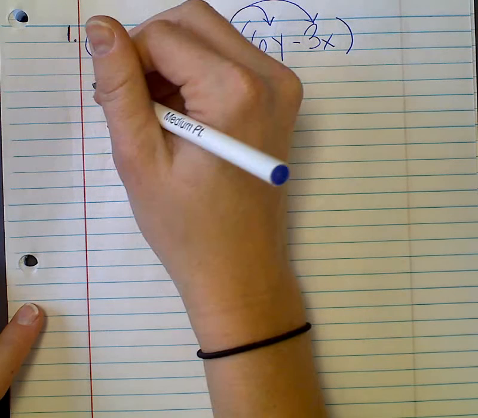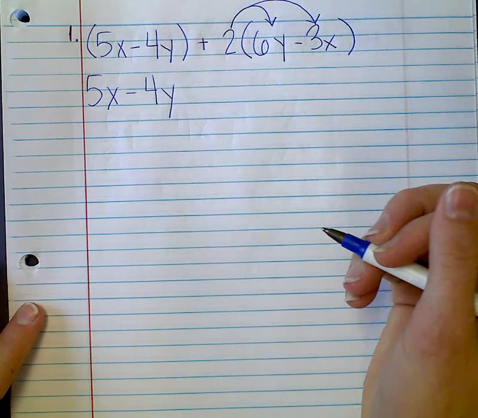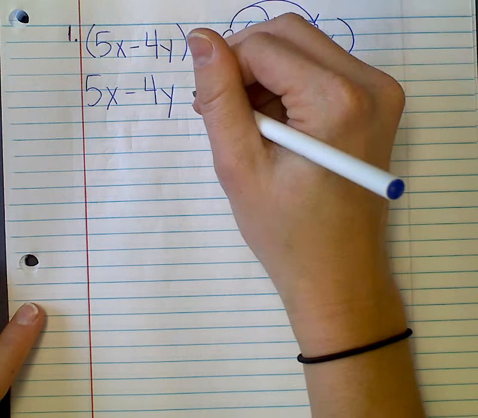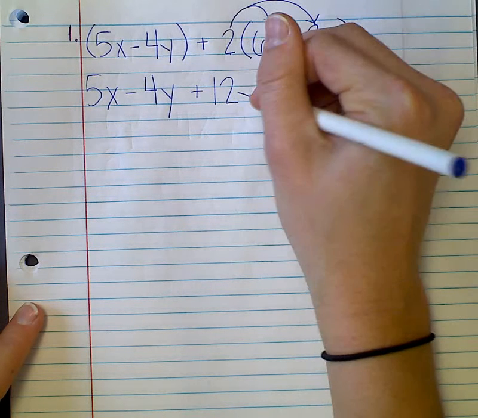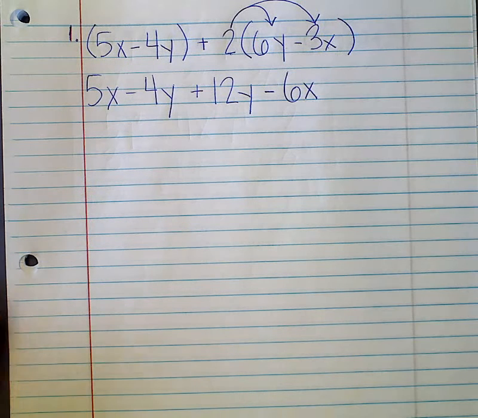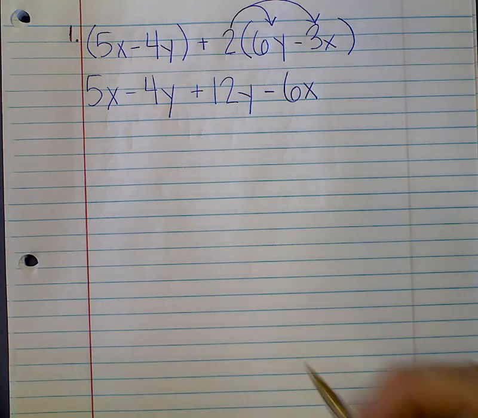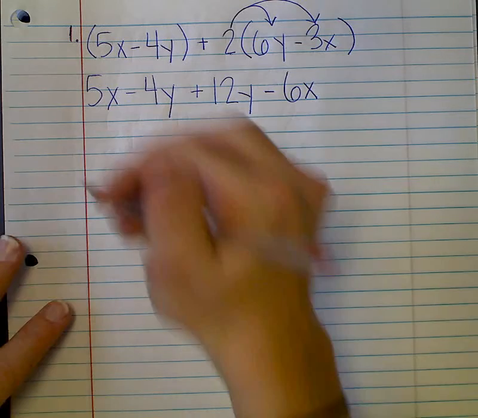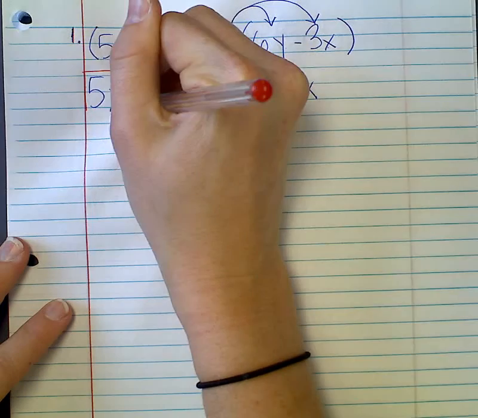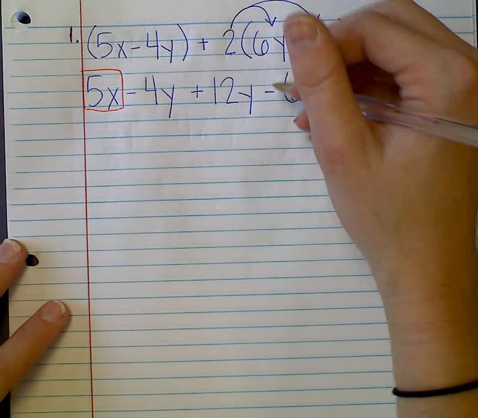We can keep everything from our first group of terms the same. 2 times 6y is 12y. 2 times negative 3x is negative 6x. What I'm going to do now is look for like terms. Like terms have the same variable and the same exponent. Same variable, same exponent. So I'll look at my first term. My first term is 5x. I'll look to see if there are any other terms with just an x, and I see negative 6x.